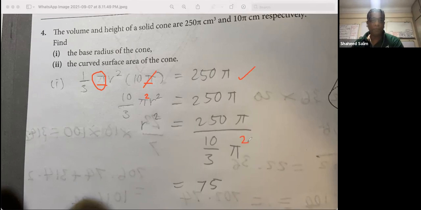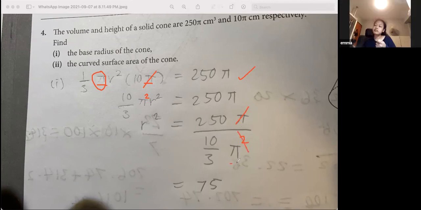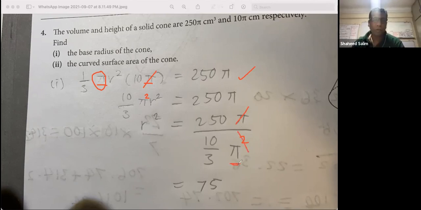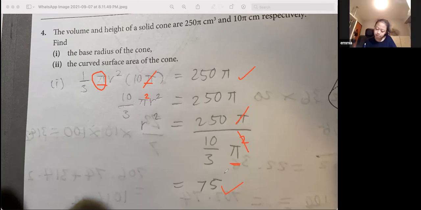And then this means pi times pi, right? So if you divide, you are still left with 1 pi here. Are you confused? Are you okay? Okay, so this is the answer. We divide and you get 75. 75 pi, right? There's a pi still, right?